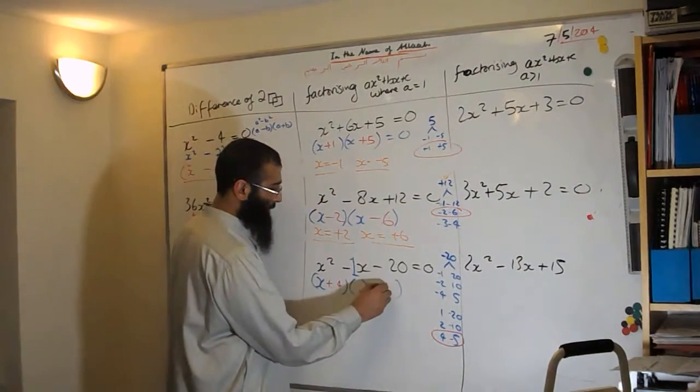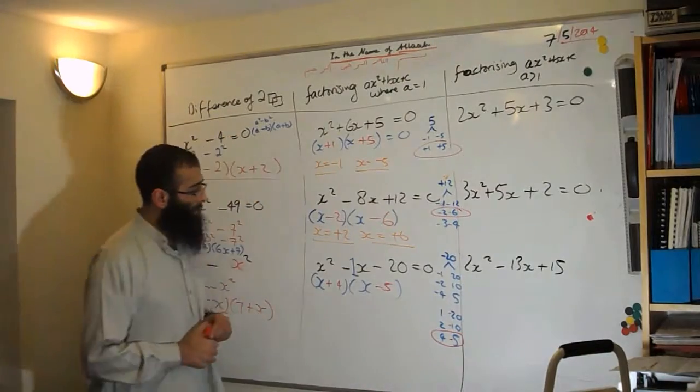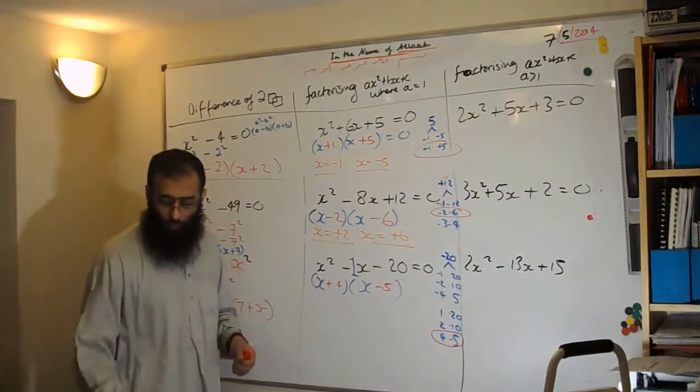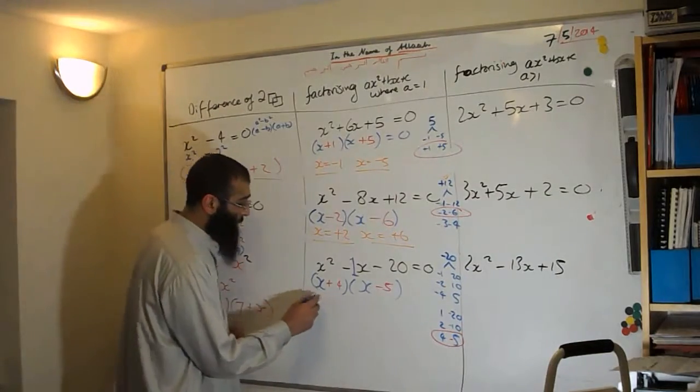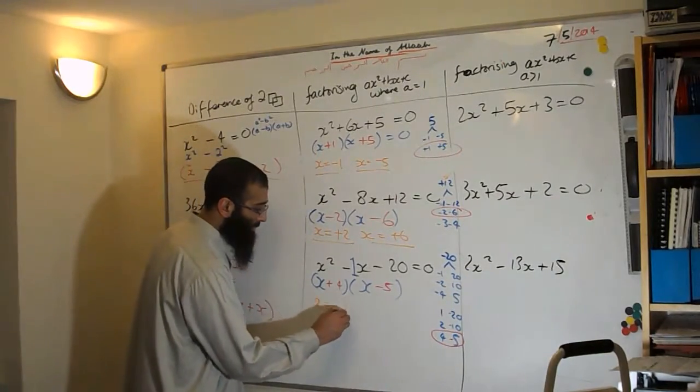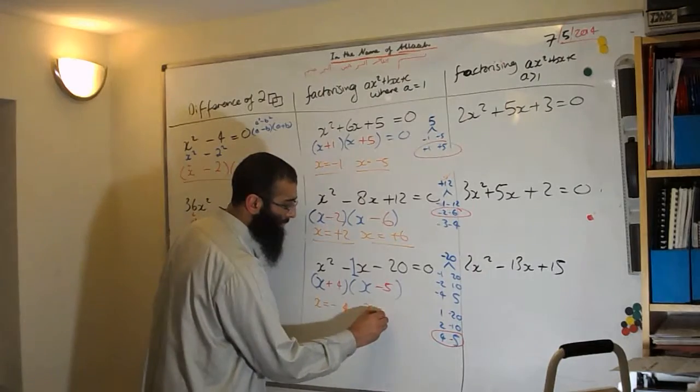Okay, plus 4, minus 5. Are we happy with that now? Now when you come to solve it, we do the opposite of what's in the bracket. So the opposite of plus 4 is minus 4. The opposite of minus 5 is plus 5.